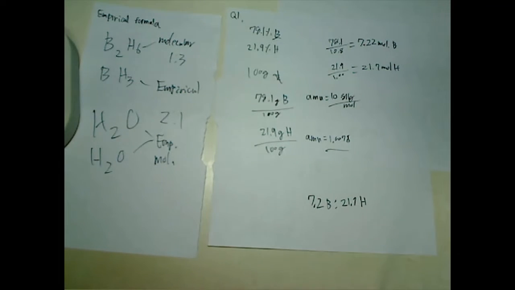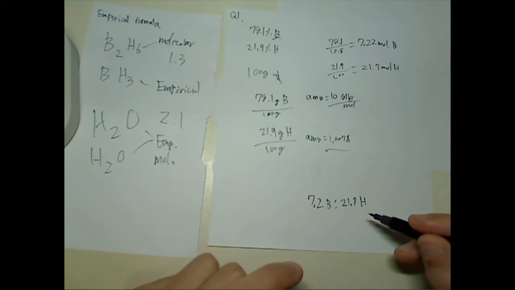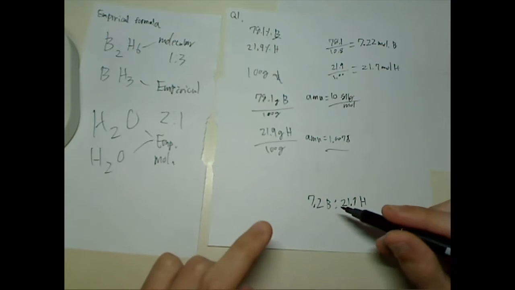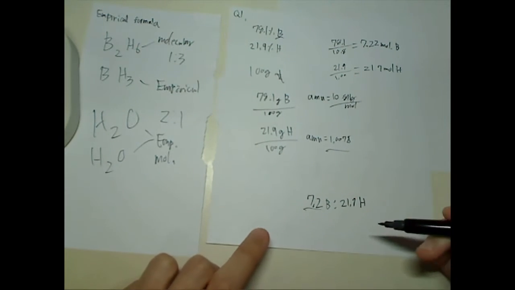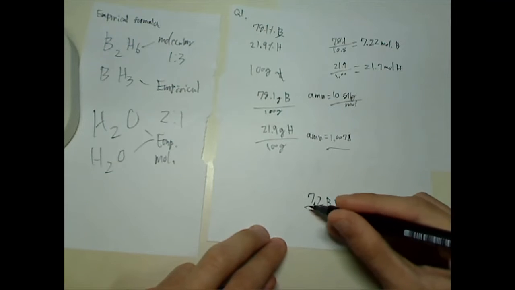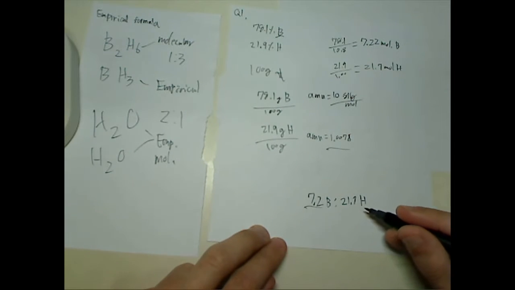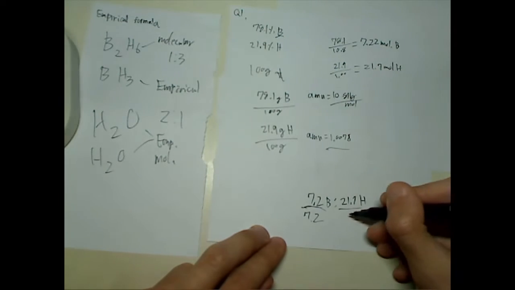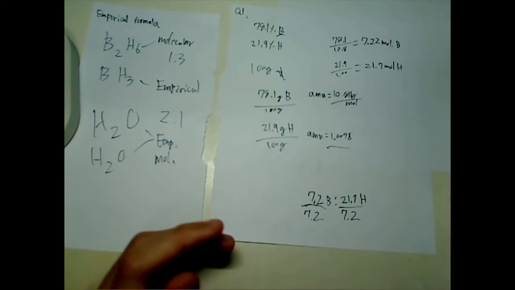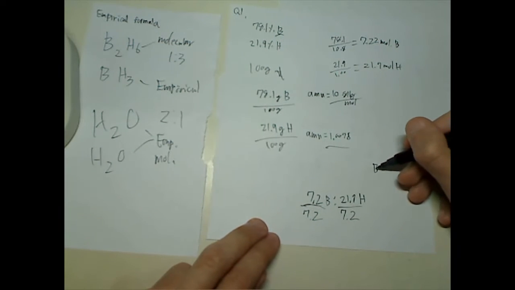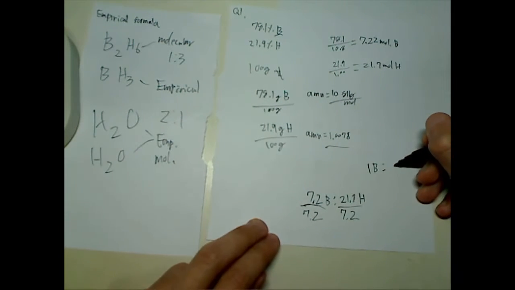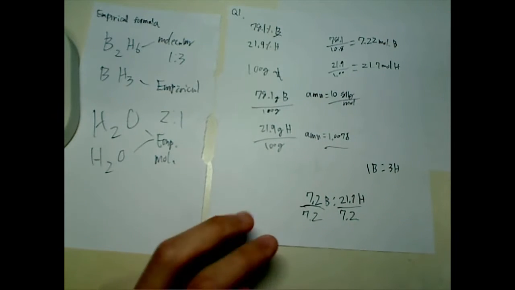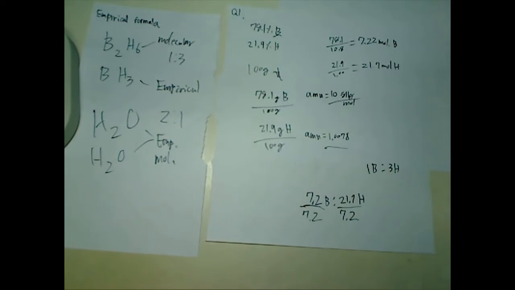Now third step, and this is the final step, we just need to divide these two numbers by the element that has the smallest number. So in this case, it'll be boron because it's 7.2, not 21.7. 7.2 is a smaller number. This way, we just divide each number by 7.2. This will give us 1 B to about 3 H. And it's not going to be exact all the time, but you will get pretty close to a whole number.